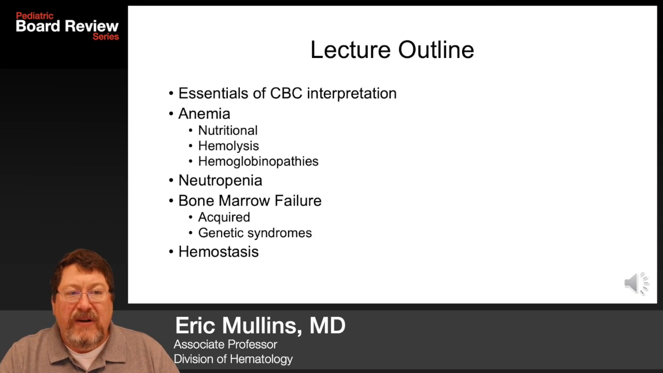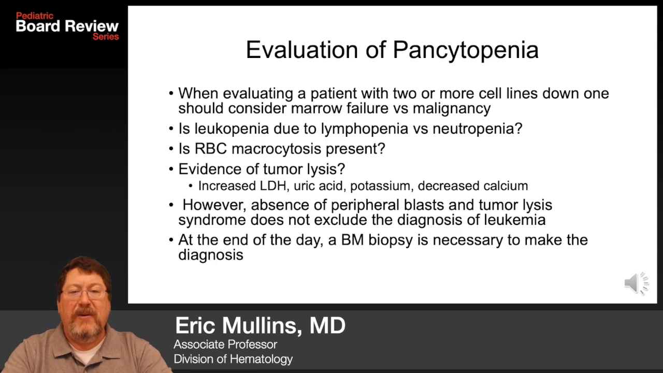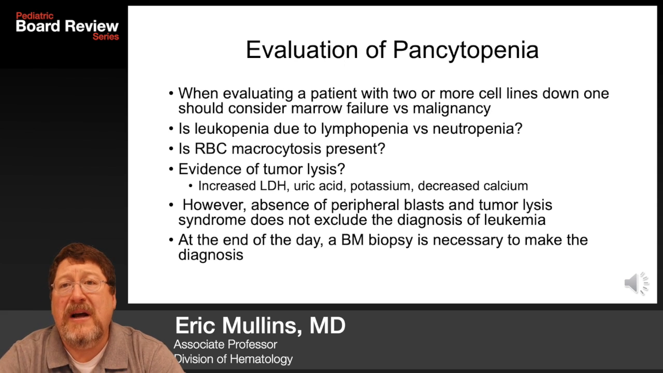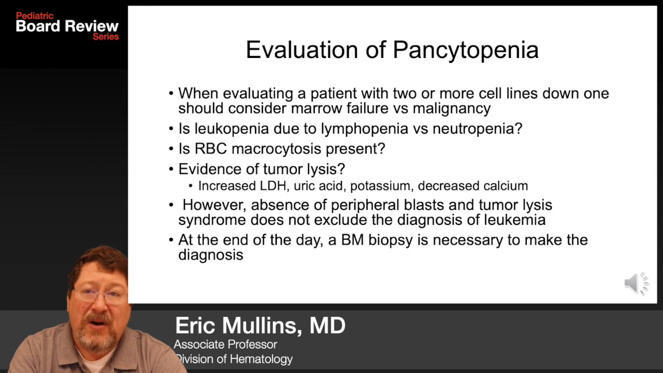So we'll talk briefly about bone marrow failure. Let's talk about how to evaluate a patient with pancytopenia. So pancytopenia, you see a patient that has maybe 2 or more cell lines down. You should consider bone marrow failure and/or malignancy.